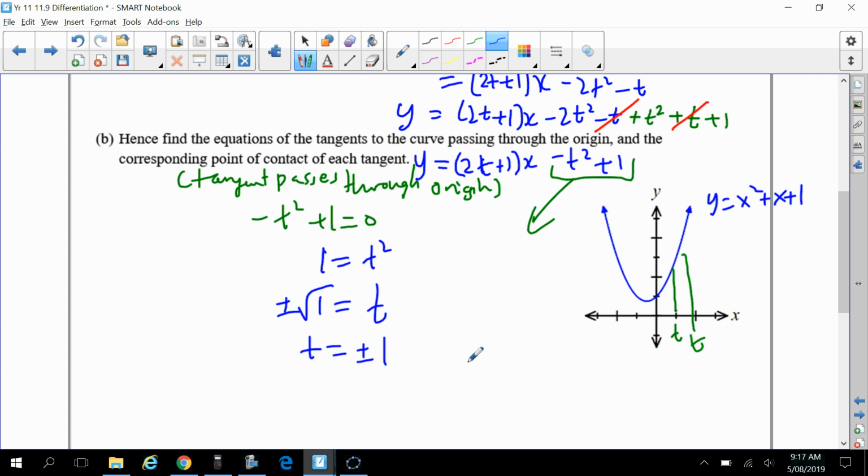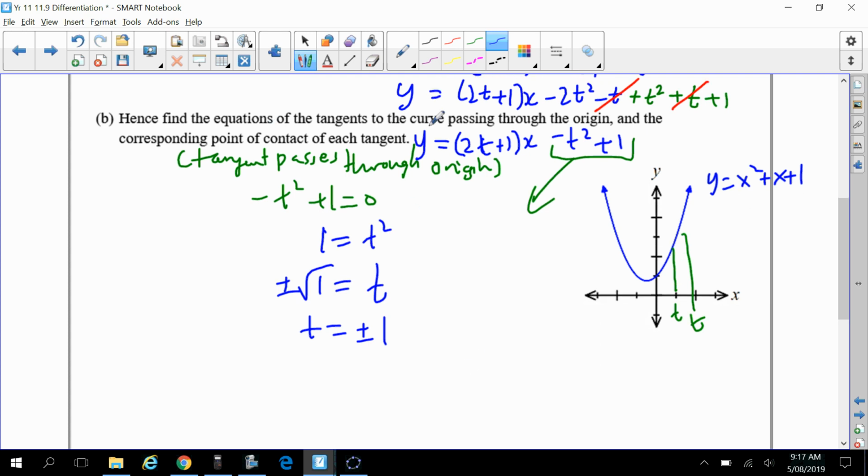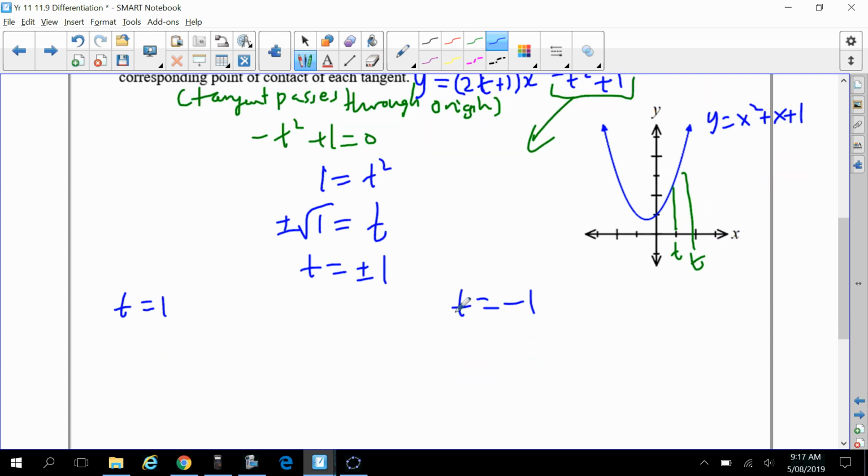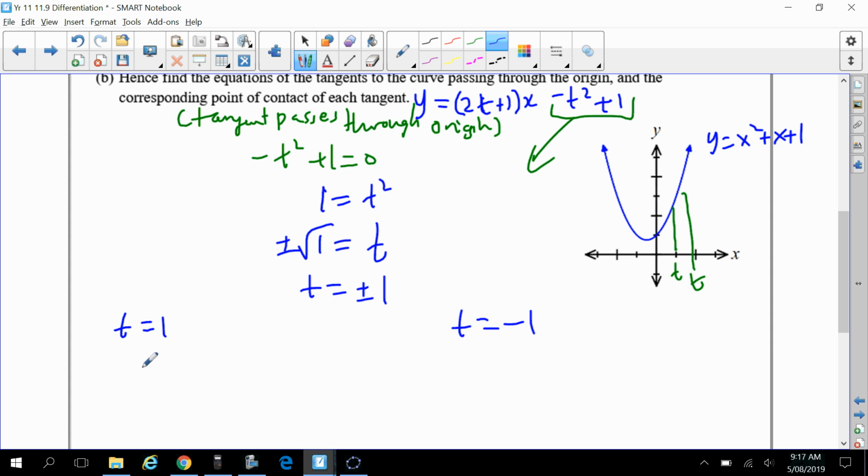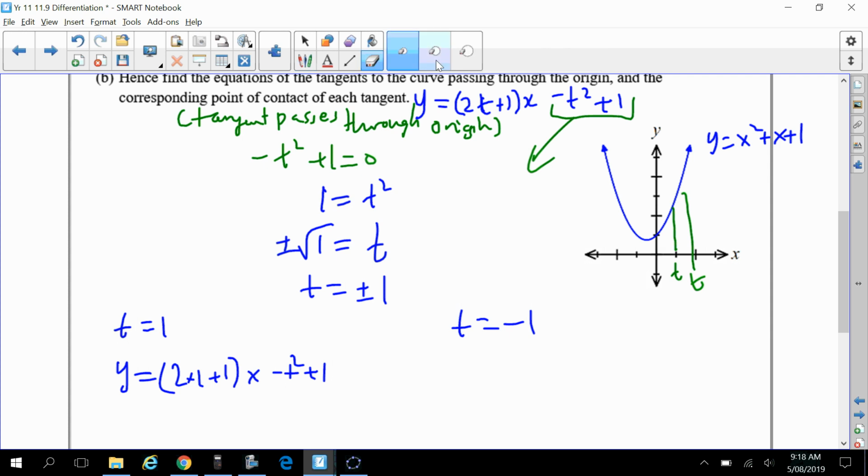Not yet, but we're very, very close. We need to find the equation of tangent. So where t equals 1 and t equals negative 1, I get two equations of tangent. Watch this. The first one, t equals 1, will be y equals 2 times 1 plus 1 times x, and you substitute 1 into the formula. And obviously, the y-intercept will become 0.